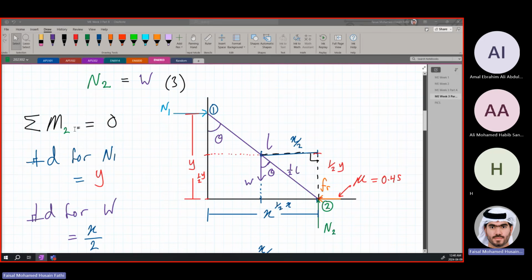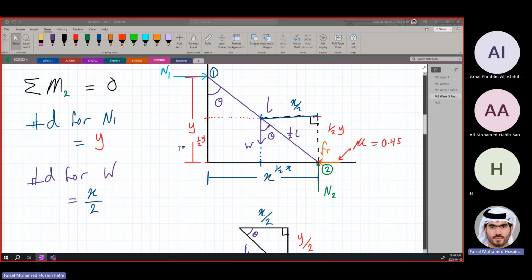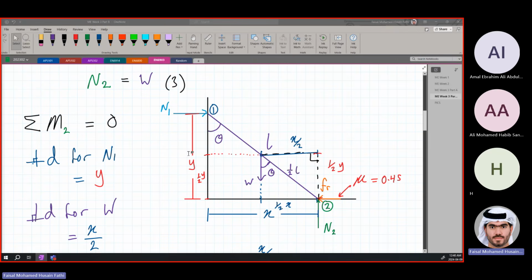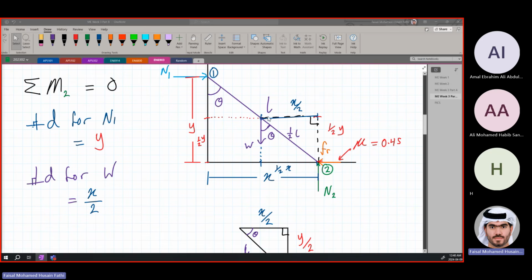Then the tedious work is going to be happening when we are trying to do our moment equation. Tamam? So when we do our moment equation, we're going to have to consider our distances, our perpendicular distances. So in this case, we defined our perpendicular distance to be y for N1. And since this is a uniform ladder, بيكون at half exactly the point of x, the perpendicular distance of it. So it's going to be x over 2.